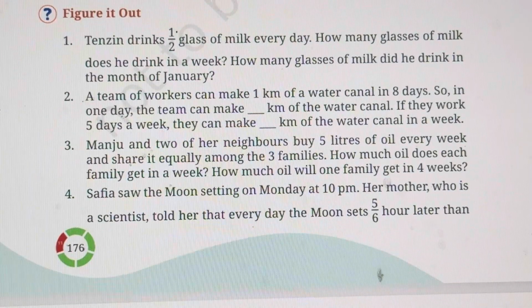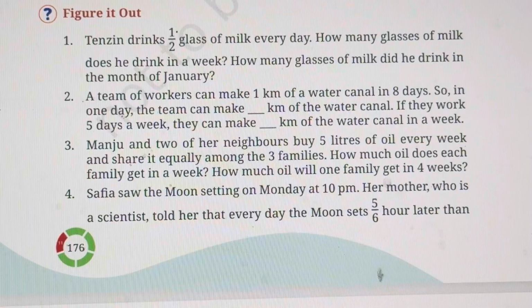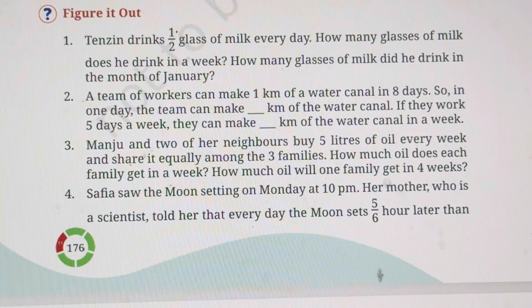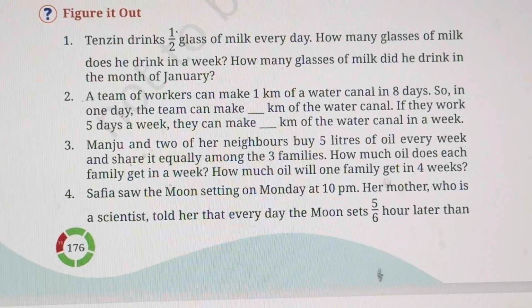In this video, we are going to continue with chapter 8, working with fractions of grade 7 mathematics of the new NCERT textbook Ganita Prakash. And in this video, we are going to discuss this figure it out exercise, which is given on page number 176 and 177. So question number 1 says, Tenzin drinks half glass of milk every day.